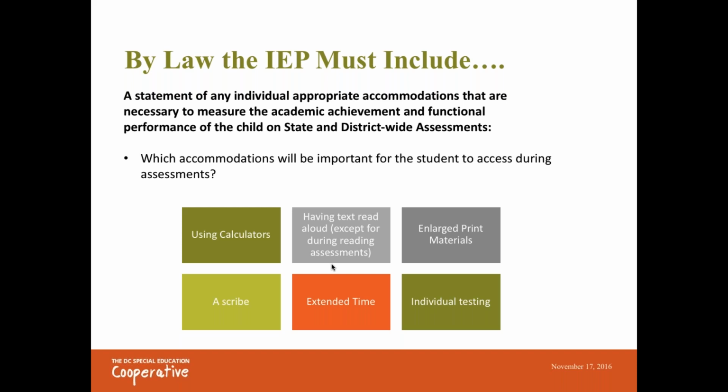environment, to the testing situation that will provide more valid and reliable data about what the student is able to do. So using calculators when appropriate, having text read aloud to them, except during a reading test, obviously. If a student needs large print materials, that is an accommodation. If a student needs a scribe, if they need extended time, if they need to be tested individually. All of these are examples of accommodations that might be required for a student to test successfully.